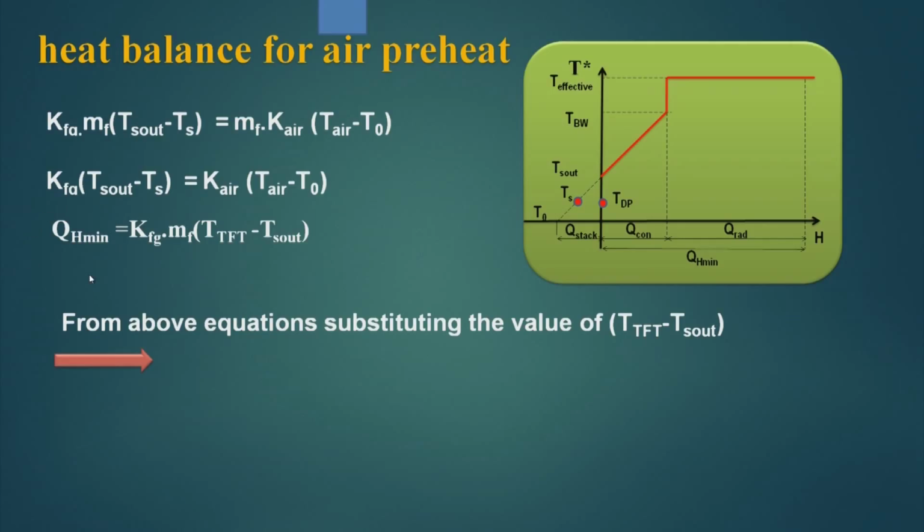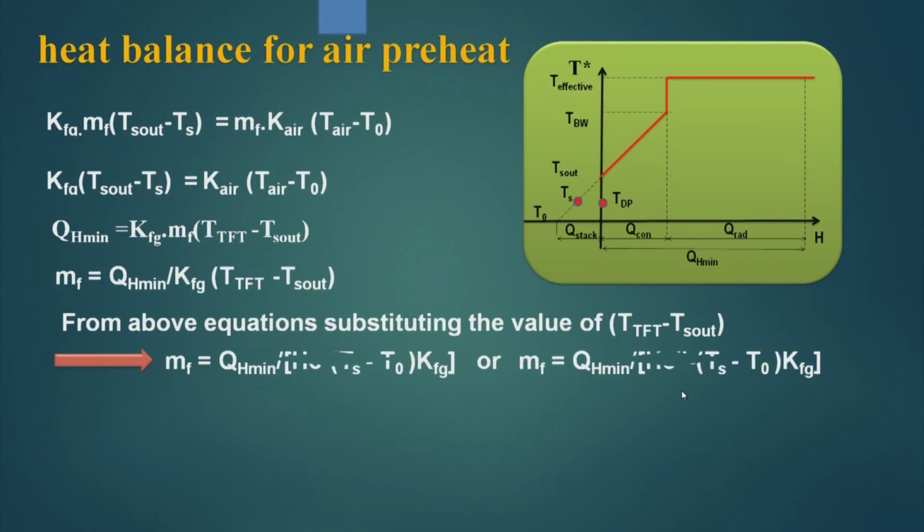Now, Q_H,min is K_FG M_F times (T_FT minus T_S,out), this we know. From the above equation and substituting the value of T_FT minus T_S,out, I can find out the M_F, which is the mass of the fuel, is equal to Q_H,min divided by H_C minus (T_S minus T_0), into K_FG. Or I can write down M_F is equal to Q_H,min over H_C double dash minus this value.